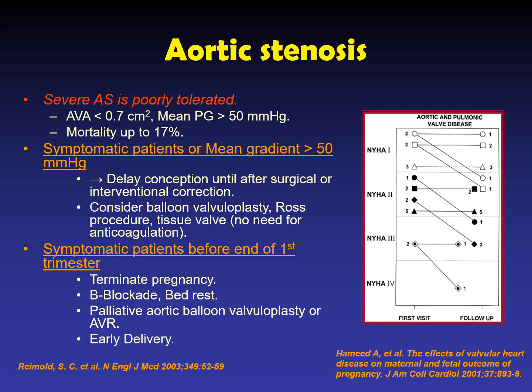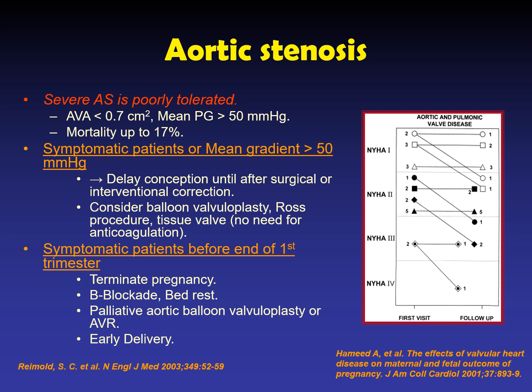Severe aortic stenosis is poorly tolerated. Mortality could reach up to 17%. So symptomatic patients are advised to delay conception until after surgical or interventional correction. We can consider balloon valvuloplasty or your Ross procedure.